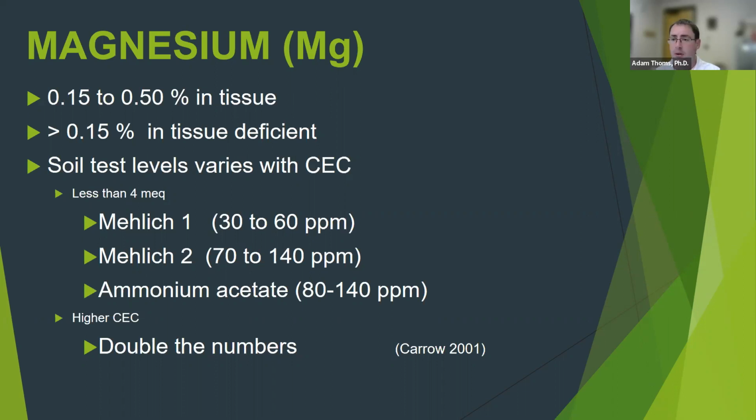Again, magnesium is very important to the chlorophyll process. It's at the center of that. In low pH and low CEC type soils, you oftentimes see magnesium deficiencies. So if you're dealing with that, be careful watching for magnesium deficiencies.